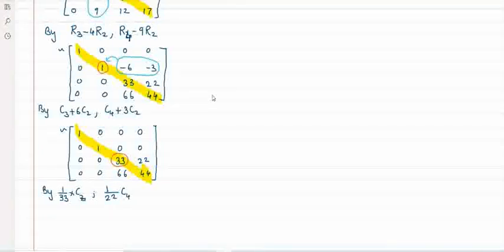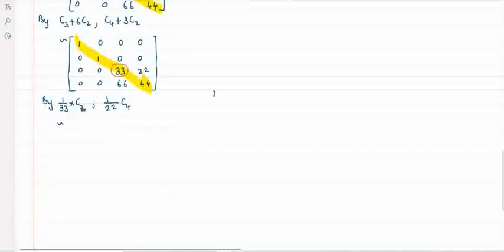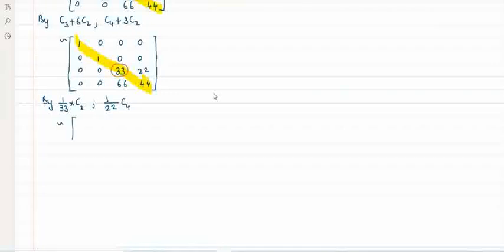Column transformation, that's why you have to represent the matrix column-wise. First two columns, no change: 1, 0, 0, 0 and 0, 1, 0, 0. If you multiply by 1 upon 33, then definitely you will get 0, 0, 1 and 2. Similarly, 0, 0, 1 and 2. This is the new matrix.